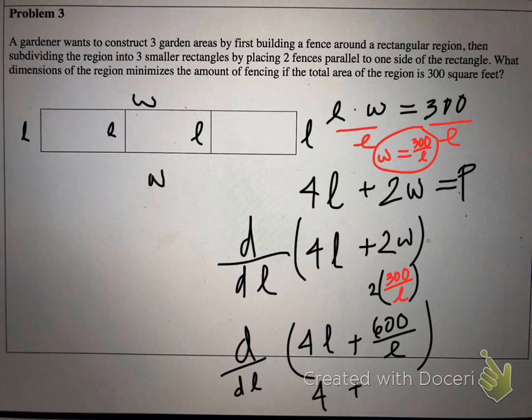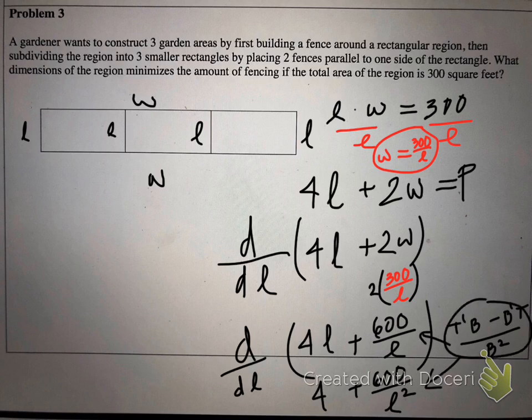The derivative of 600 over L is negative 600 over L squared. Right here we use the quotient rule in order to find this. If you don't remember the quotient rule, it says the derivative of the top times the bottom minus the derivative of the bottom times the top, divided by the bottom squared. Okay, so hopefully following this rule gives you that. And I want you to do that on a scratch sheet of paper.